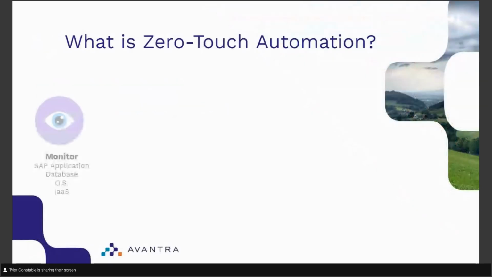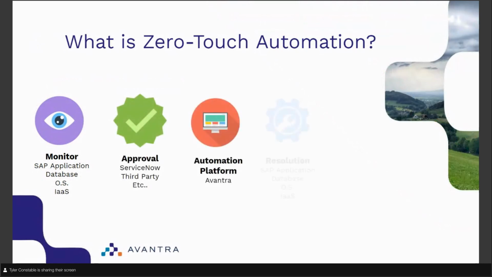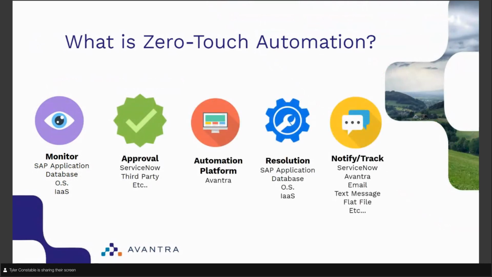All right, so what is zero-touch automation? Now, typically when we think of automation, we think of something being monitored, something being watched, and then there's typically an approval process where someone's going to say, yeah, okay, we see that something is occurring. Perhaps someone gets notified or they need some kind of approval. With ServiceNow, this is really nice. Essentially, there can be workflow processes where certain people can do different approvals. Then it goes to an automation platform once that approval takes place. The resolution then happens, and then typically we notify or track on that as well.